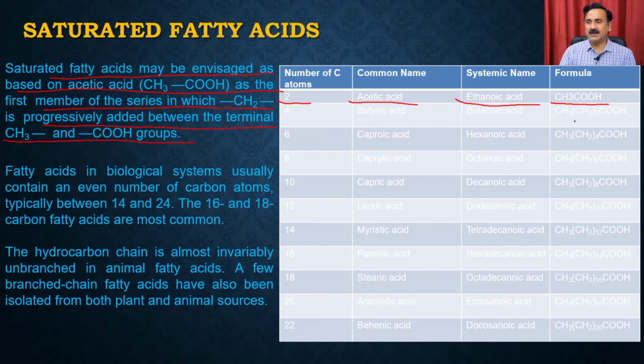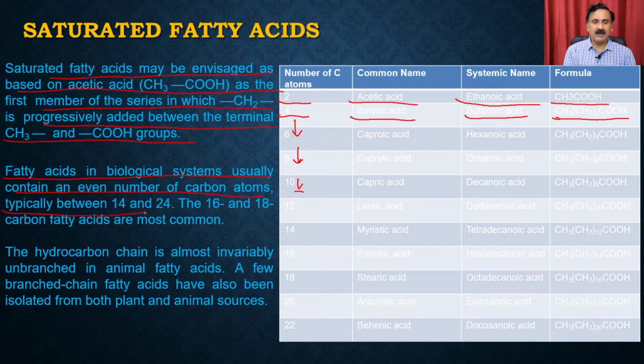Now if you add another CH2 to this, it produces butyric acid. What you see here is 4 carbons. So 4 carbon is butyric acid, or butanoic acid, and it is CH3, CH2, CH2, COOH. Accordingly, it could be 6 carbon, 8 carbon, 10 carbon, and so on. Fatty acids in biological systems usually contain an even number of carbon atoms, which means 2, 4, 6, 8, 10, and so on.